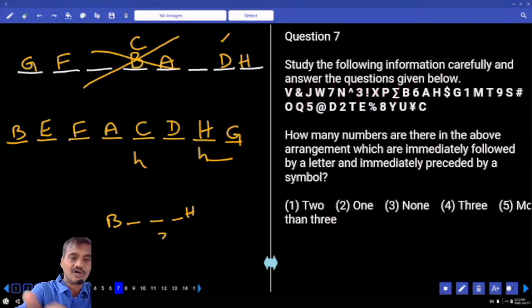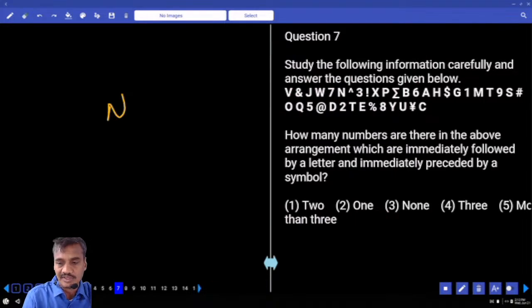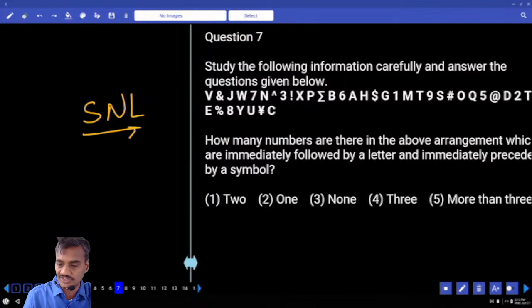Then 7th one. How many numbers are there? The question is about a number which is immediately followed by a letter and preceded by a symbol. And the sequence must be symbol, number and a letter. Now this symbol is not followed by a number. This symbol is followed by a number but not followed by a letter. This is not followed by a number, and this is not followed by a number. And the next one, not followed by a number. Now here this is again not followed by a number, isn't it? And symbol followed by number. And symbol followed by number and followed by letter. And how many are there of such type? Only 1. Now percentage is a symbol, 8 is the number, and Y is the letter. Choice 2, question number 7.